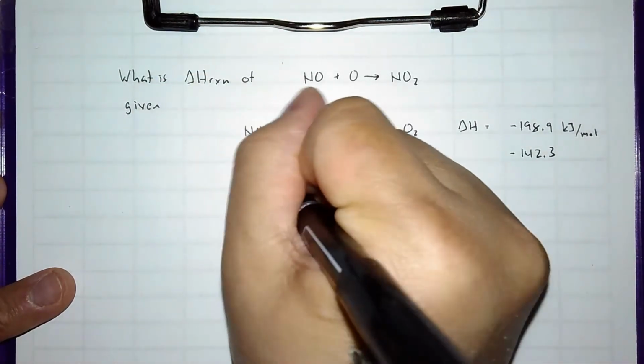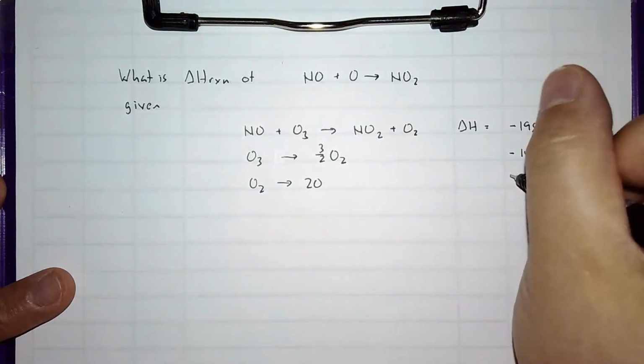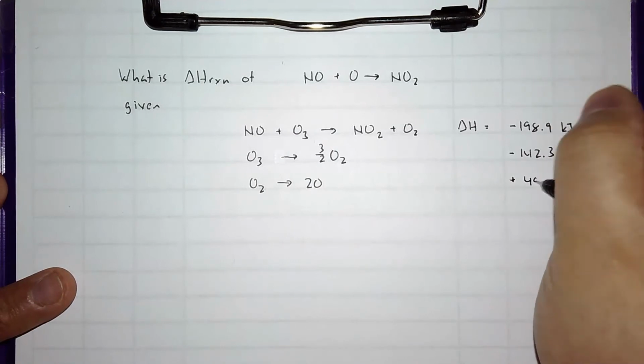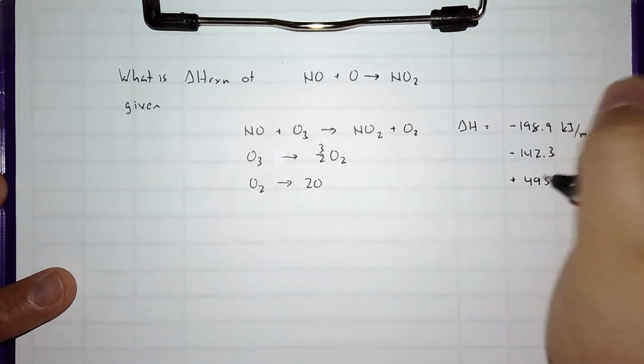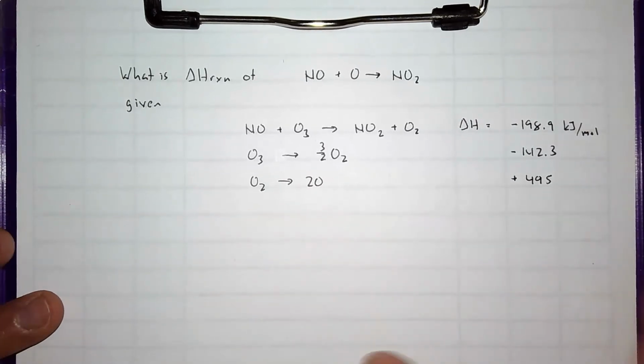O2 goes to 2O, some type of dissociation. This really requires energy, so this is positive 495. That was expected that it was positive. You're breaking up the oxygen-oxygen bond.